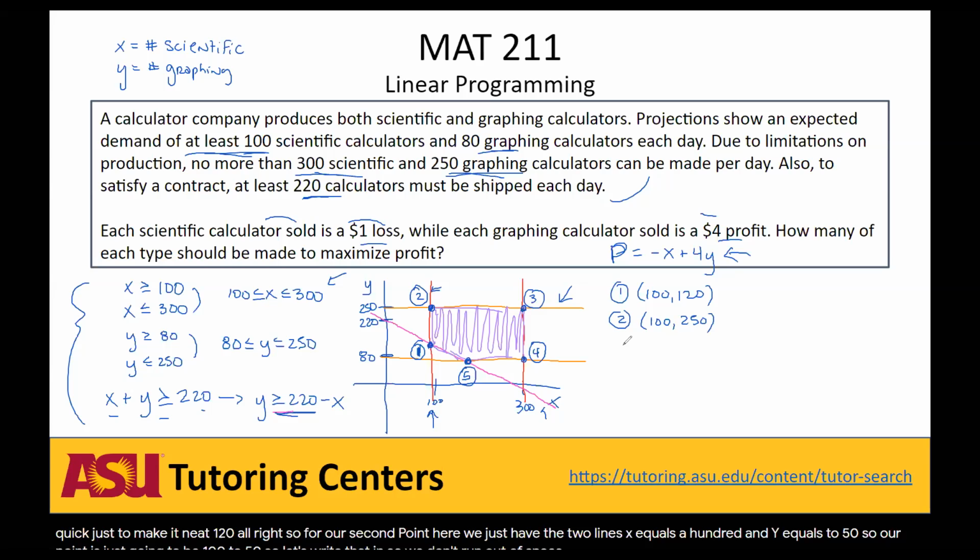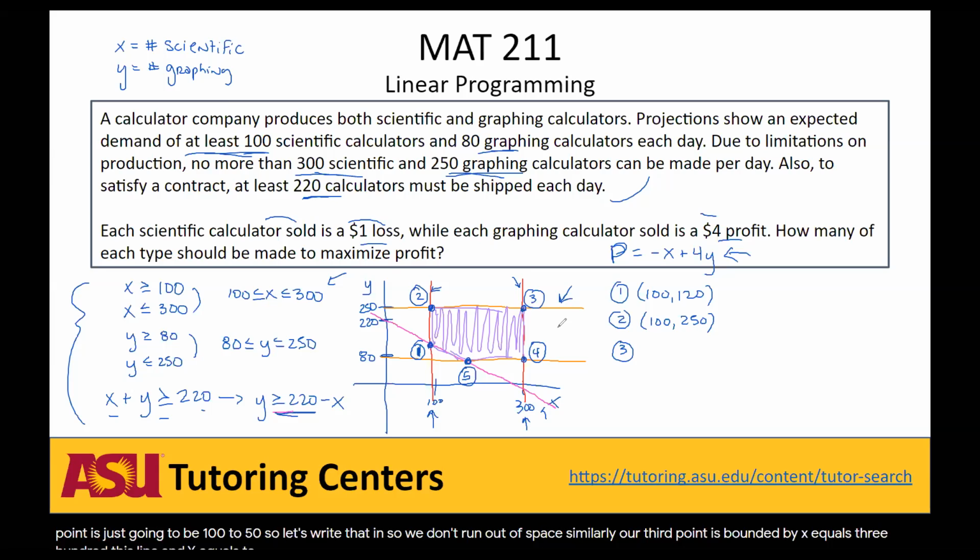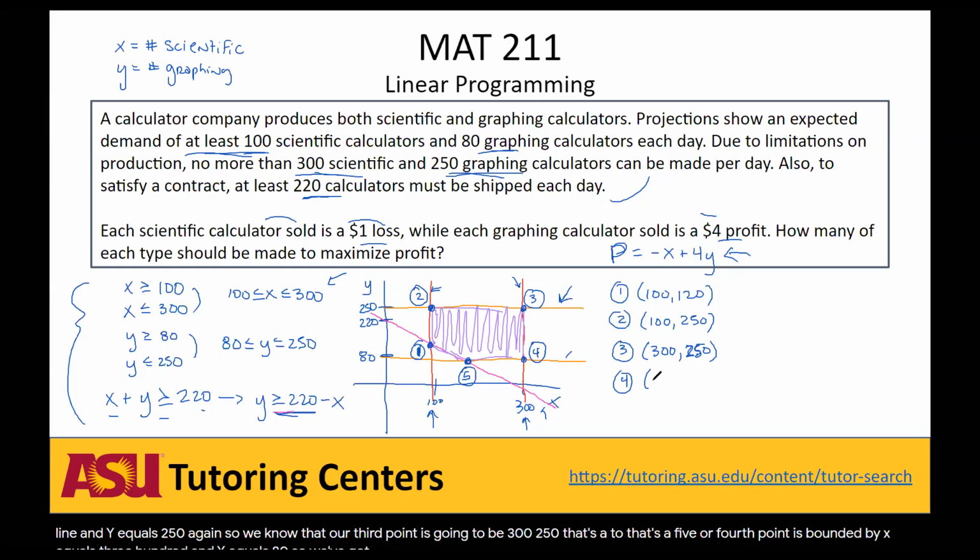Similarly, our third point is bounded by x equals 300, this line, and y equals 250 again. So we know that our third point is going to be 300, 250. Our fourth point is bounded by x equals 300 and y equals 80, so we've got 300, 80.